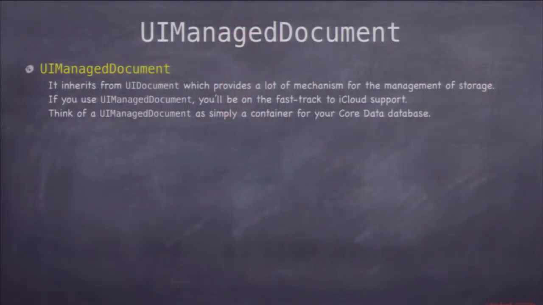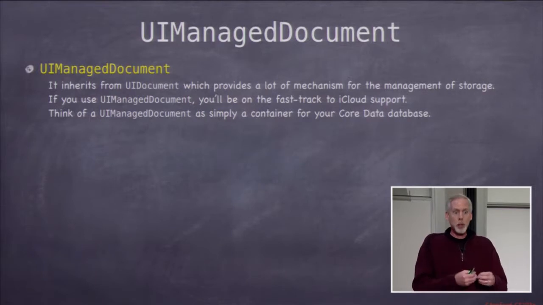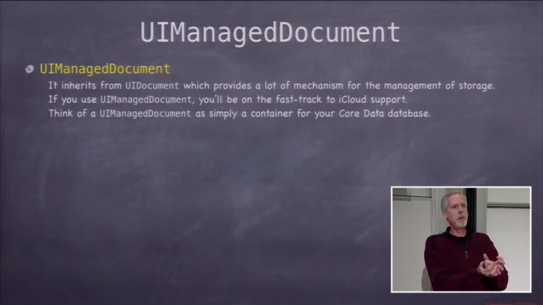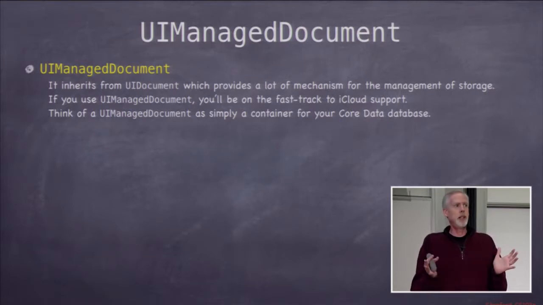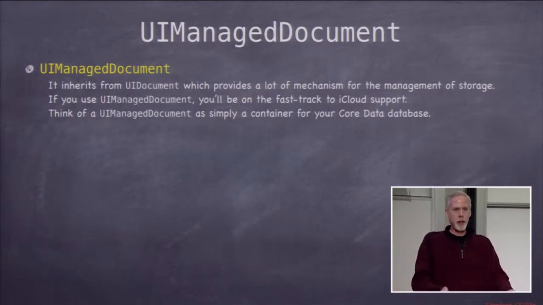So let's talk about UIManagedDocument and how that works. It inherits from a class called UIDocument. UIDocument is a whole bunch of mechanism for managing some storage. UIManagedDocument puts a Core Data database in some storage, so you're managing the storage of your Core Data database. You can think of UIManagedDocument as a thing that contains your Core Data database for you. All you ever really do is open or create a UIManagedDocument, then grab its managed object context, and then use it to do your database work. That's it. So that's what we're going to talk about: how to open or create a UIManagedDocument and then get its managed object context.